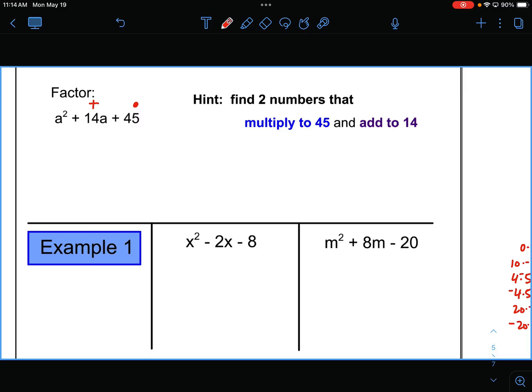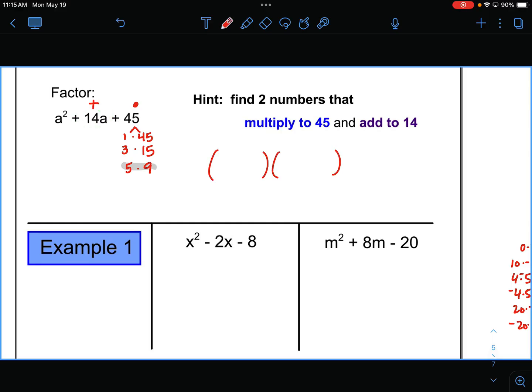Now I could list all of the possible factors, all the possibilities, any two numbers that you multiply to get 45. You might see the two that work right away, but if you don't, just keep listing, right? 1 times 45 is 45. 3 goes into 45 15 times. 5 times 9 is 45. And now I found the pair that adds up to 14. So that's the pair that we use.